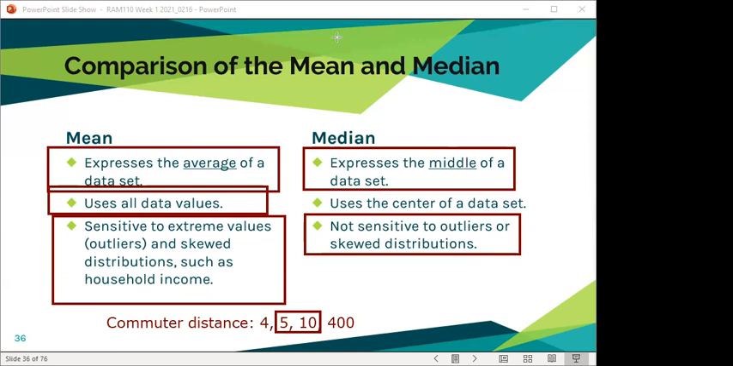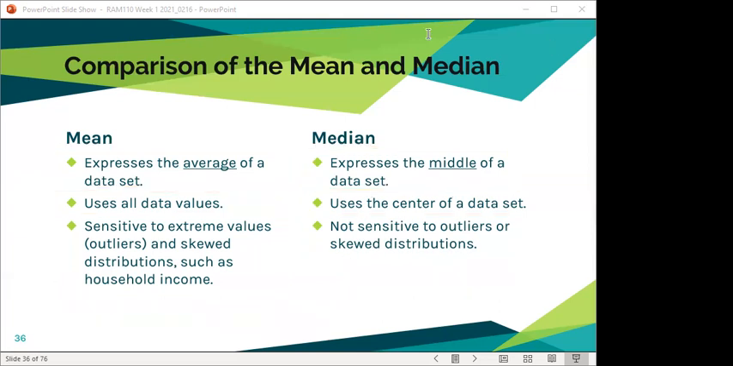And so if I were to calculate that, I would say the median equals 5 plus 10 divided by 2, and that would be 15 divided by 2, or 7.5. So think how different the median would be from the mean because of that outlier, or extremely high value, of commuter distance of 400, which would be calculated into the mean. So medians and means are different, but they're both valid. Very important to know, both valid.